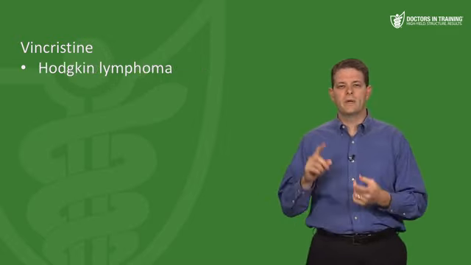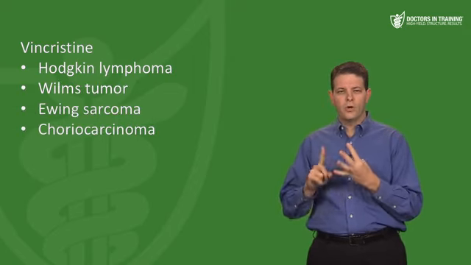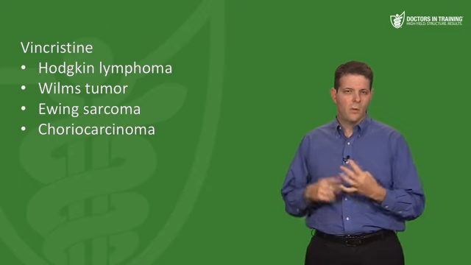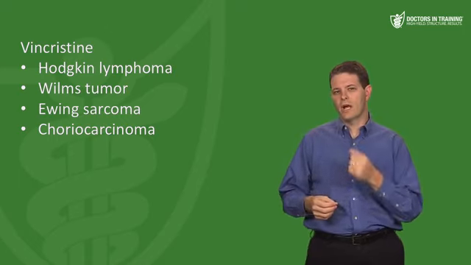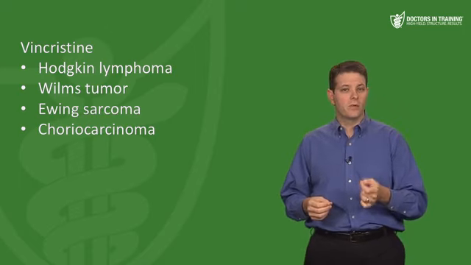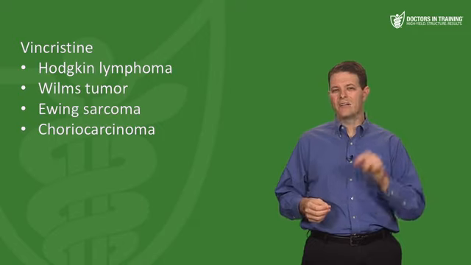So vincristine is used to treat Hodgkin lymphoma, Wilms tumor, Ewing sarcoma, and also choriocarcinoma. So what was the drug we talked about in the last video that we said could also be used to treat those childhood tumors like Wilms tumors and Ewing sarcomas? It was dactinomycin. Remember, children act weird.